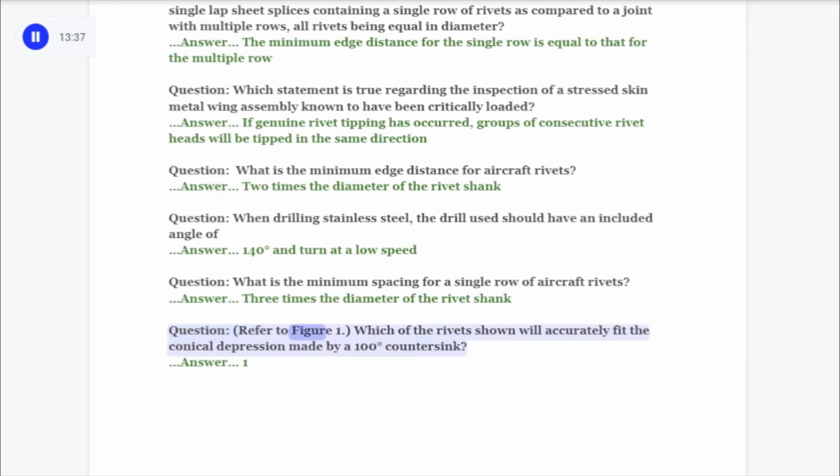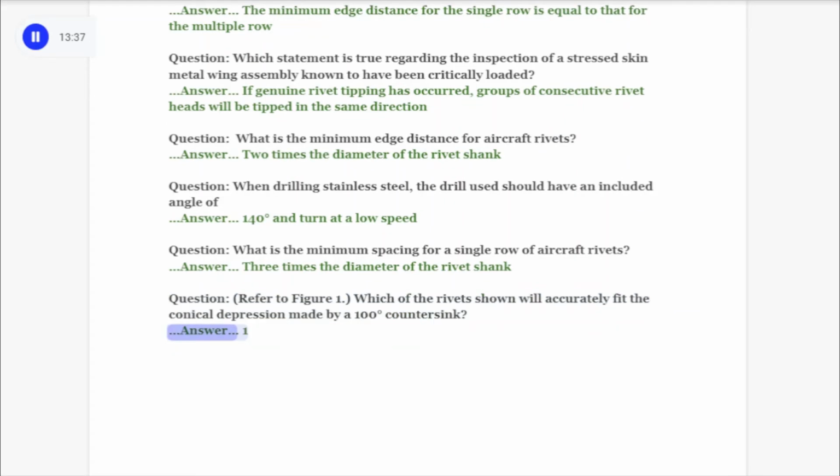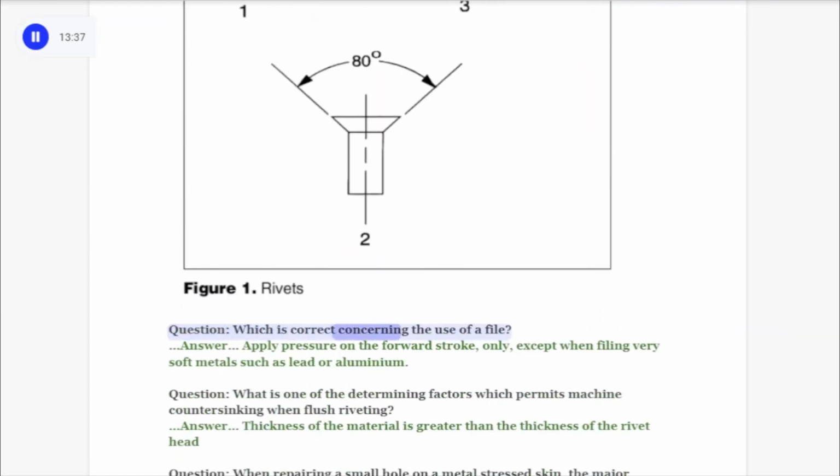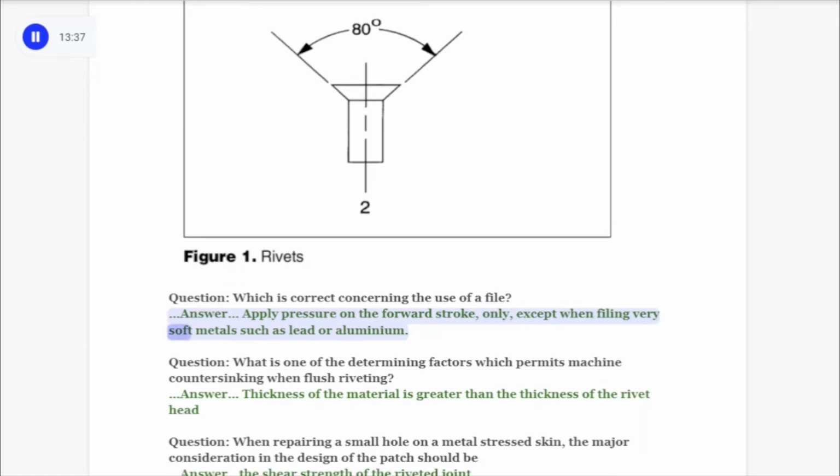Question: Refer to Figure 1. Which of the rivets shown will accurately fit the conical depression made by a 100 degrees countersink? Answer: 1. Question: Which is correct concerning the use of a file? Answer: Apply pressure on the forward stroke only, except when filing very soft metals such as lead or aluminium.